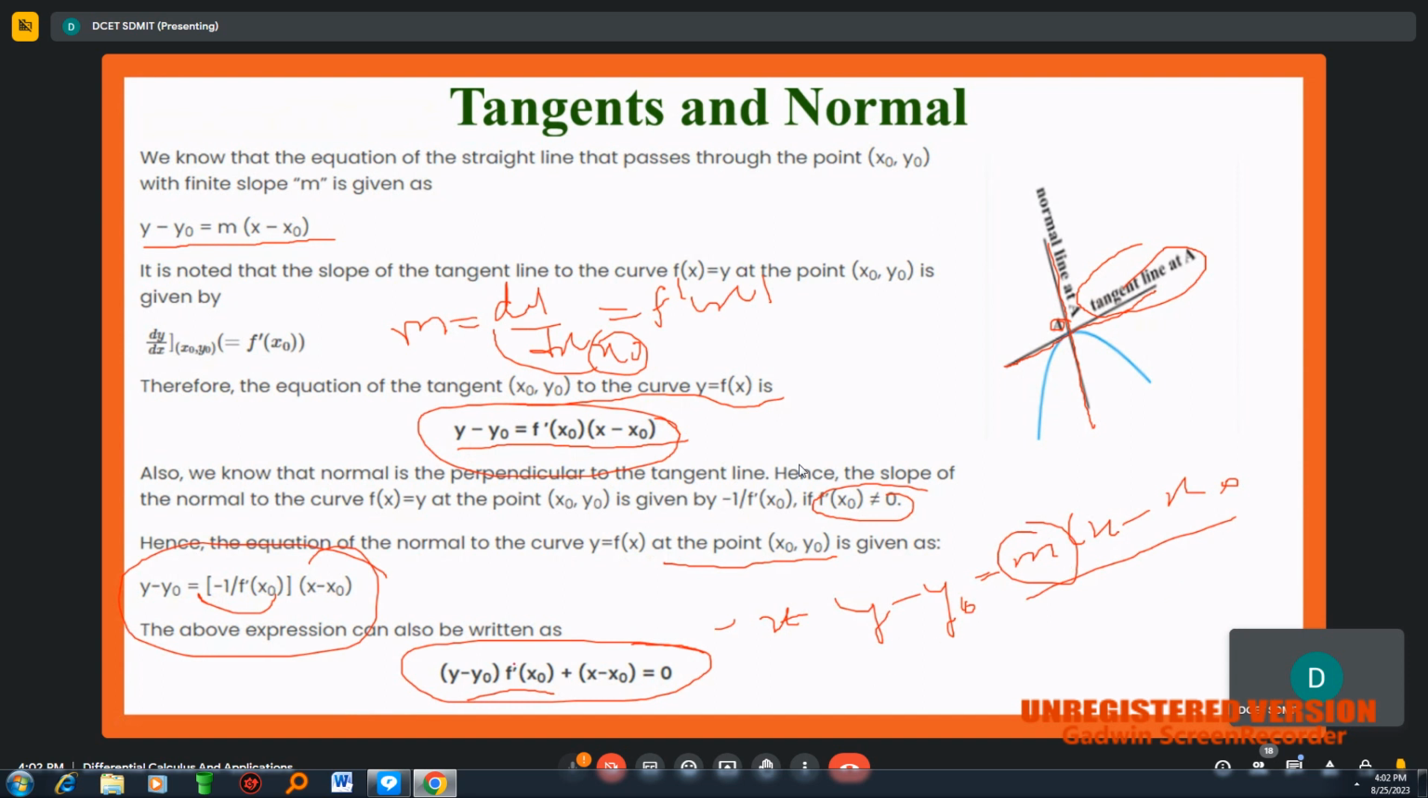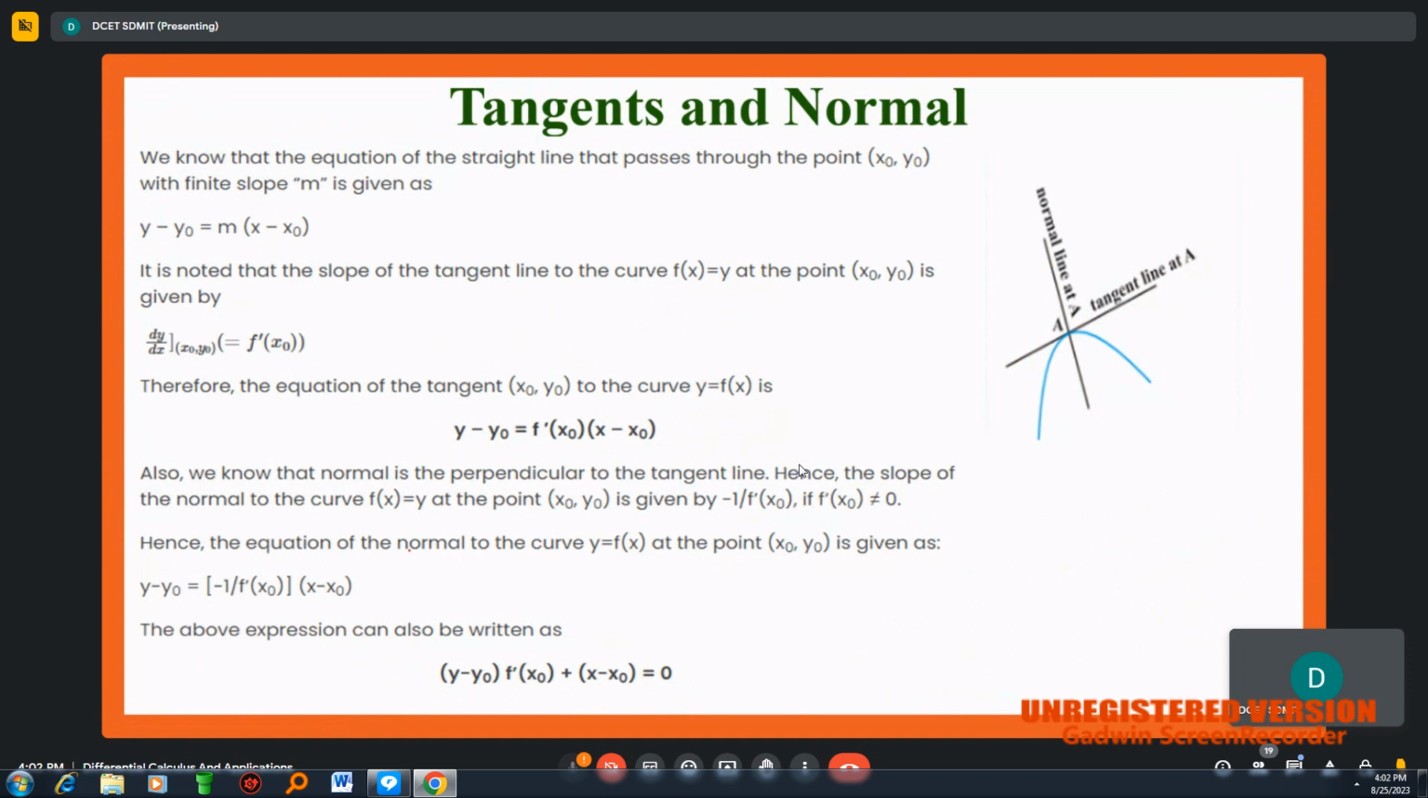Similarly, for the normal, I will write like this: y minus y naught or y1 is equal to minus 1 divided by m into x minus x naught. While solving problems, I take this kind of equation and solve the problem. Did you understand? m is nothing but dy by dx at the point x. Okay, clear this slide? Yes.